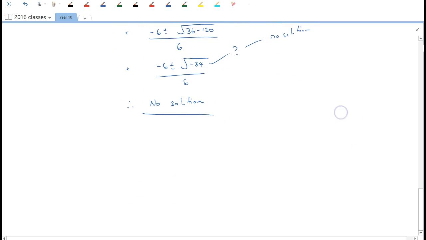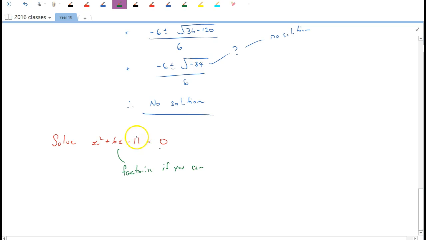Okay, let's have a look at one more example. I want to solve this equation here. Now, as I suggested a moment ago, we should always look to factorize if possible, because it's always going to be the easiest way.